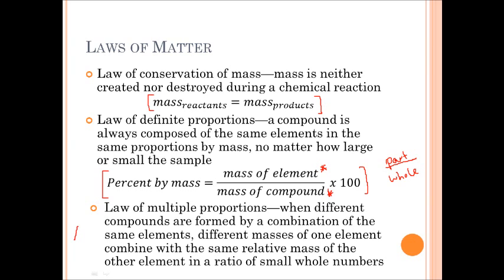So an example would be nitrogen monoxide, nitrogen dioxide, nitrogen trioxide. Nitrogen trioxide is 1:3, nitrogen monoxide is 1:1, nitrogen dioxide is 1:2. These are whole number ratios between nitrogen and oxygen, and they're always going to be those whole number ratios.